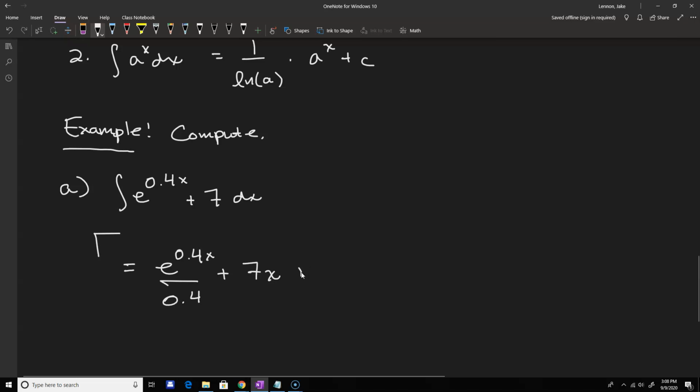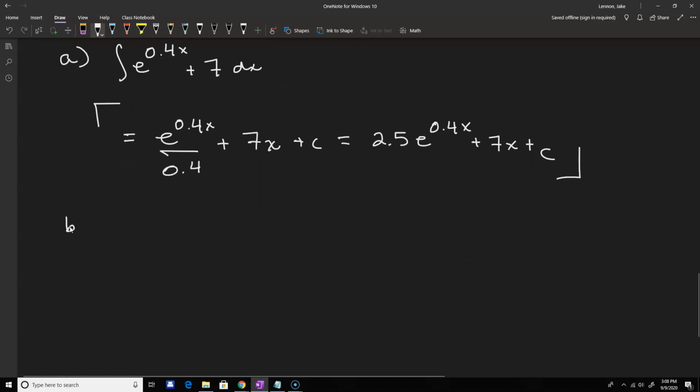And then we have plus our constant, and maybe you would want to simplify the 1 divided by 0.4 on the first part. That's the same as 2.5. You can check on your calculator. So the answer is 2.5 times e to the 0.4x plus 7x plus a constant.